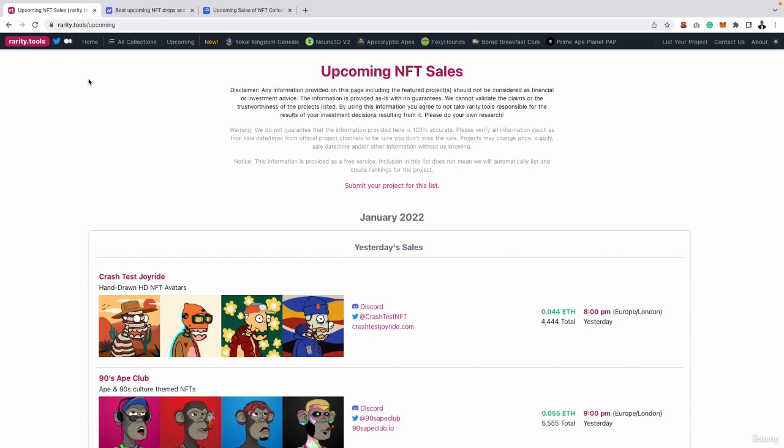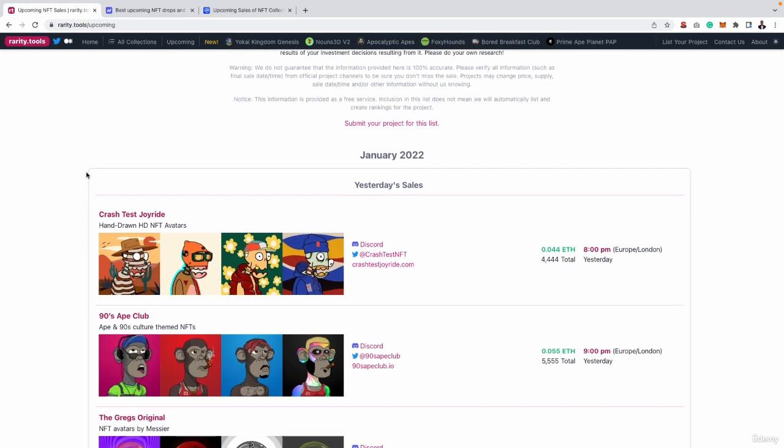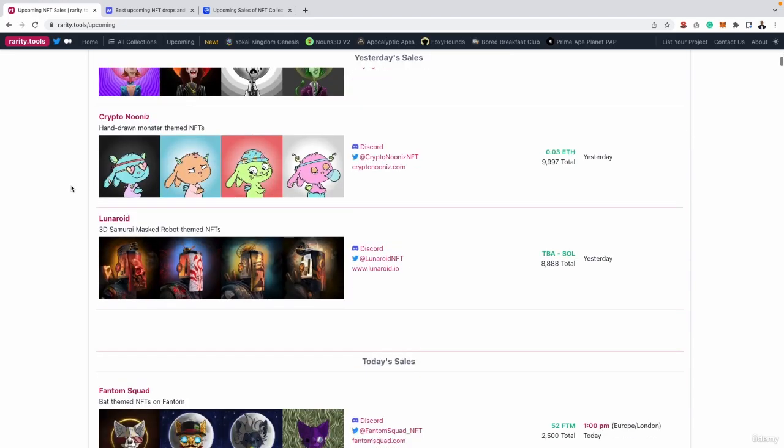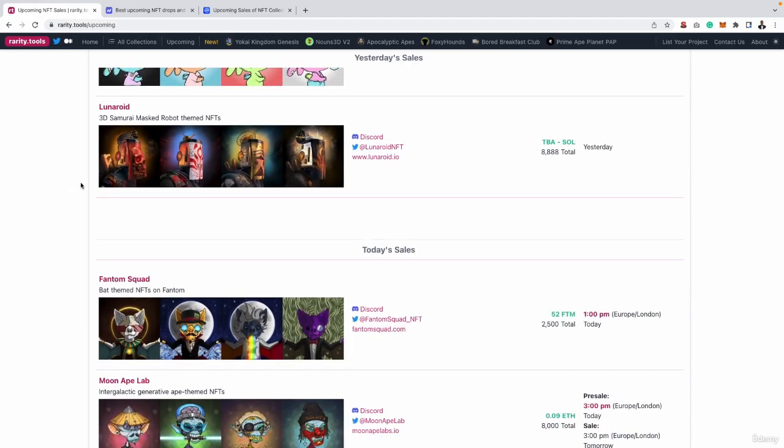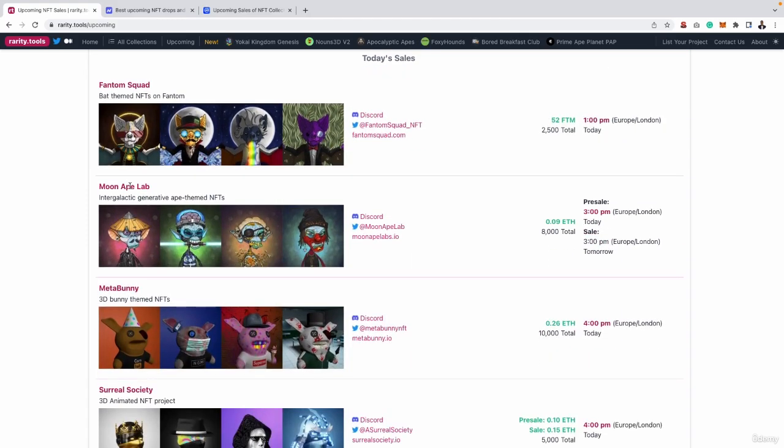The most popular one is probably going to be rarity.tools, but you can basically go over to this website and then go to this upcoming tab right here. And what it will do, it will show you all of the upcoming NFT projects. Now, when I say all, I'm not going to say every single NFT project which is dropping is going to be listed here, but the bulk of them are going to be on rarity.tools.